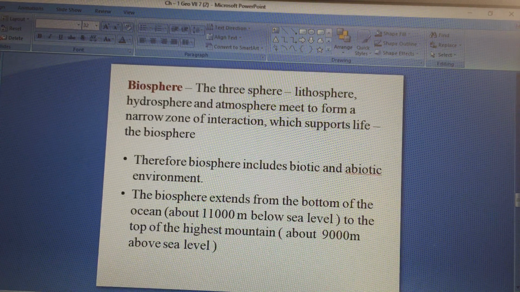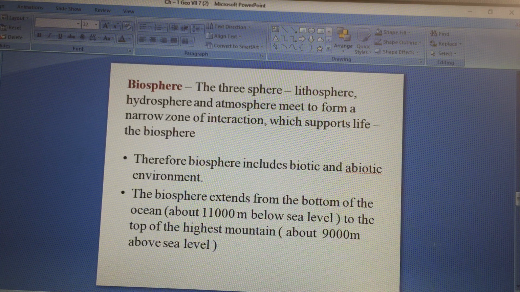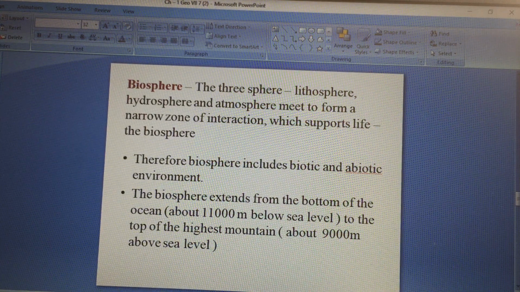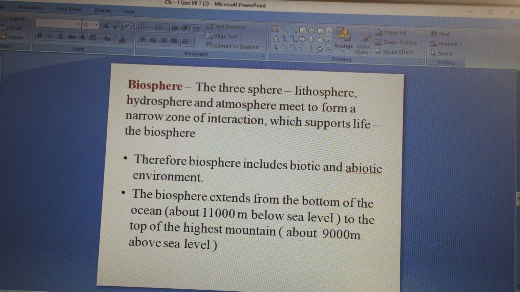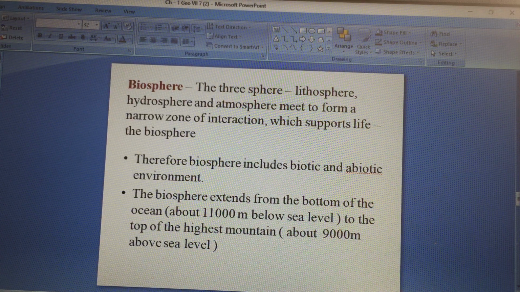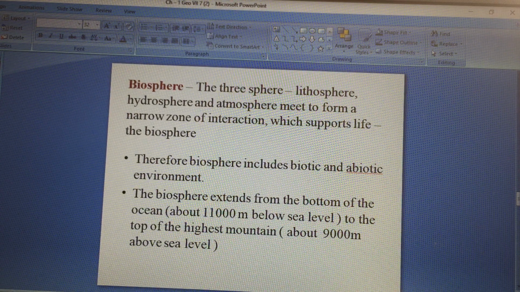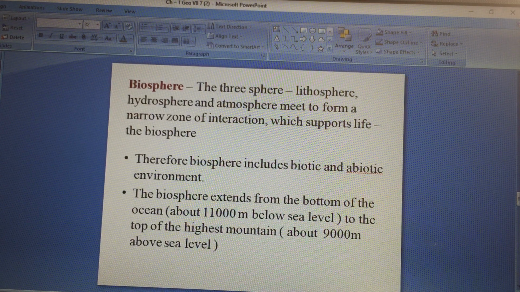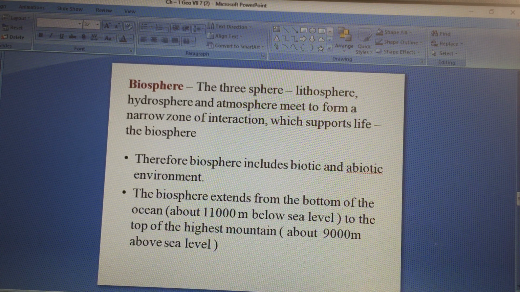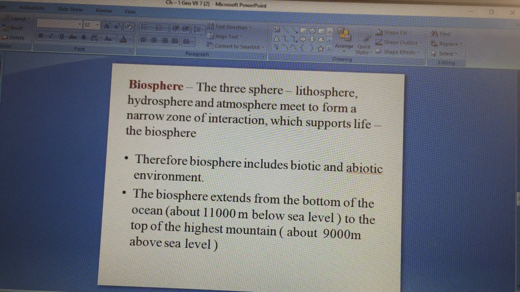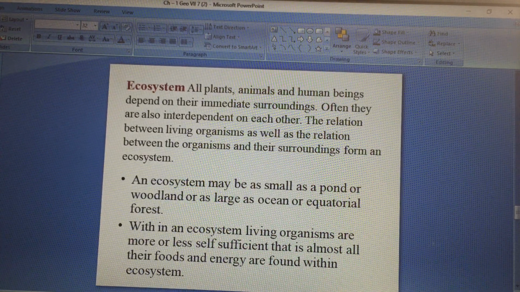Therefore, biosphere includes the biotic as well as abiotic environment. Biotic means life, plants and animals. And abiotic is land, water, air. So biosphere is a combination of both biotic as well as abiotic. Next, the biosphere extends from the bottom of the ocean to the top of the highest mountain. So you can see biosphere can be below the sea as well as at the mountain also. Wherever you find life, it is biosphere, right? Biosphere is very important in this chapter.